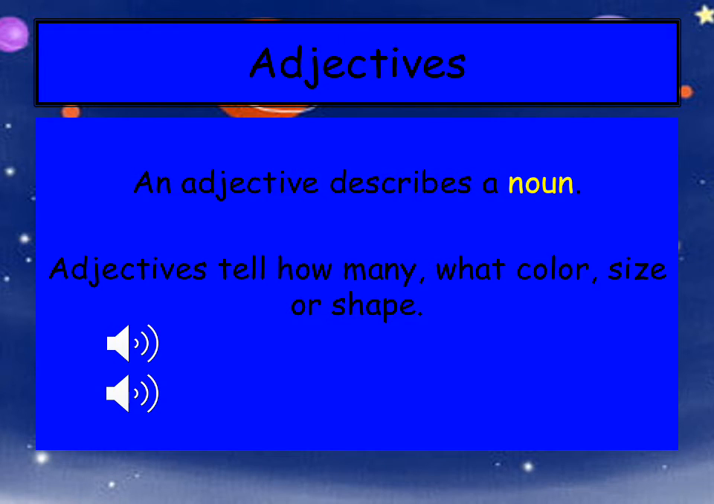Our next part of speech is adjectives. Adjectives describe the noun. It makes the noun more interesting. An adjective tells us how many, what color, size, or shape. It describes the noun for us.